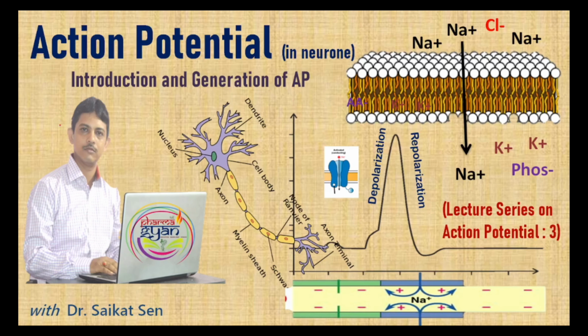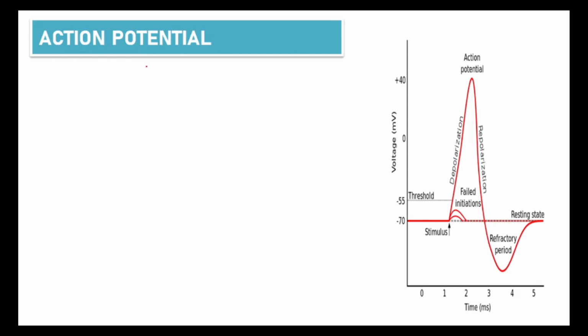So today we are going to discuss the action potential in neurons. Mainly we are going to focus on the introduction of action potential and generation of action potential in neuron. Now coming to the action potential.